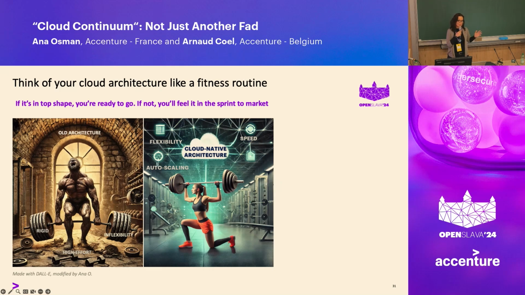So, do you want your architecture to be like on the left side, strong but really inflexible for your needs, or like on the right side, where it's ready to adapt per your needs?